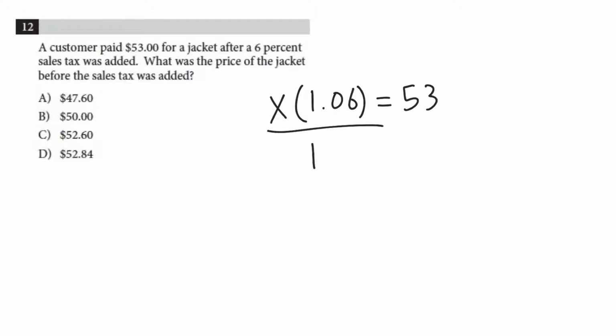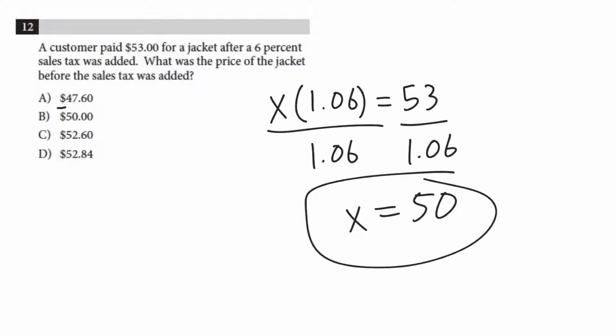So I'm just going to divide both sides by 1.06. So I'll pull up my calculator for this. 53 divided by 1.06 is 50. So the original price was $50. That's B.